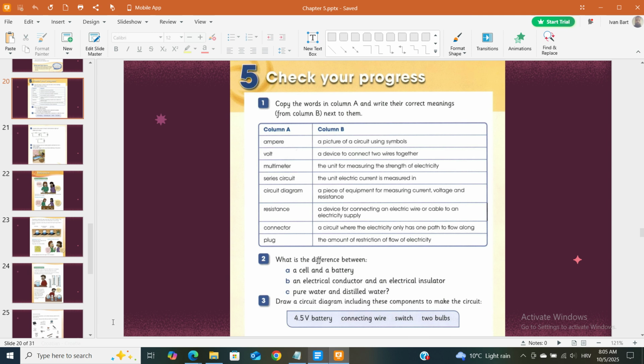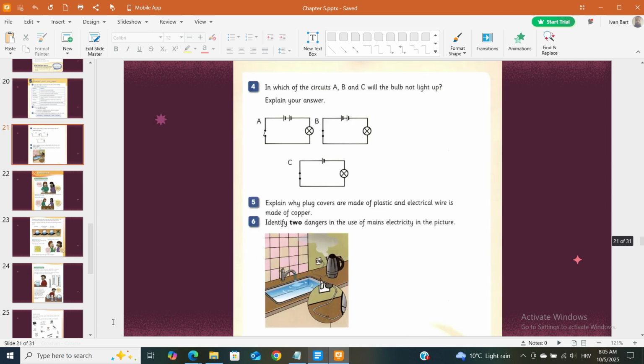4. A. In which of the circuits A, B and C will the bulb not light up? Explain your answer. 5. Explain why plug covers are made of plastic and electrical wire is made of copper. 6. Identify 2 dangers in the use of mains electricity in the picture.